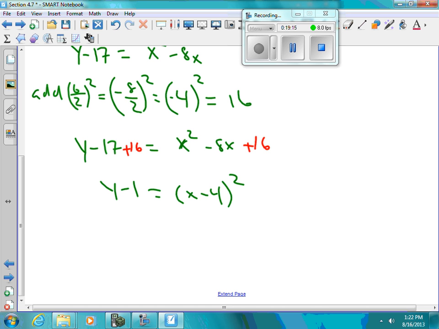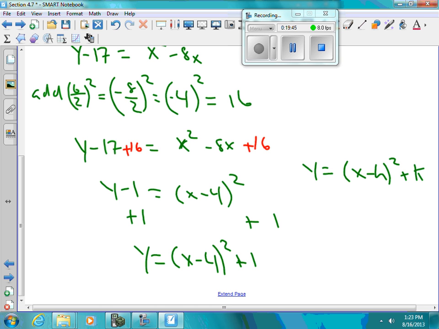What does vertex form look like? y equals x minus h squared plus k. We're pretty close here. What are we going to do to make this, y minus 1 equals x minus 4 squared, look like vertex form? We have to get y by itself again. So once you're done, the added step is to move that constant that's by y back over. Okay, so our vertex is 4, 1 for this equation. Pretty cool, huh?